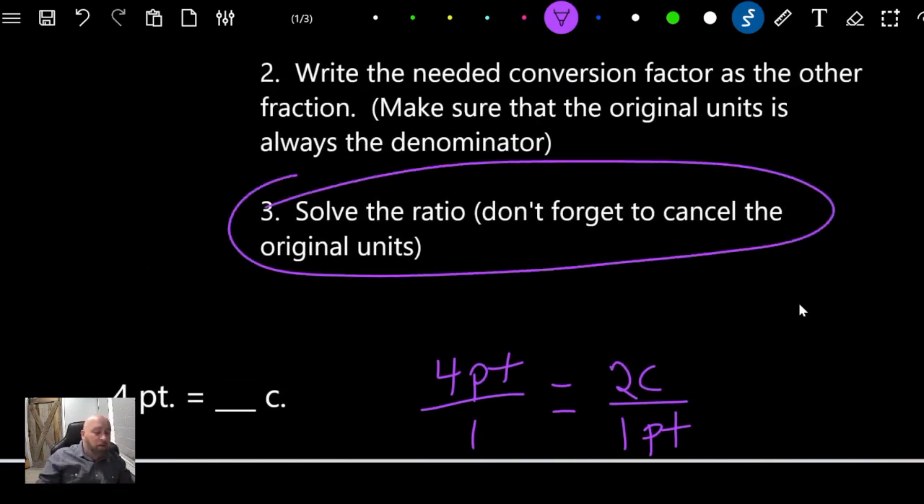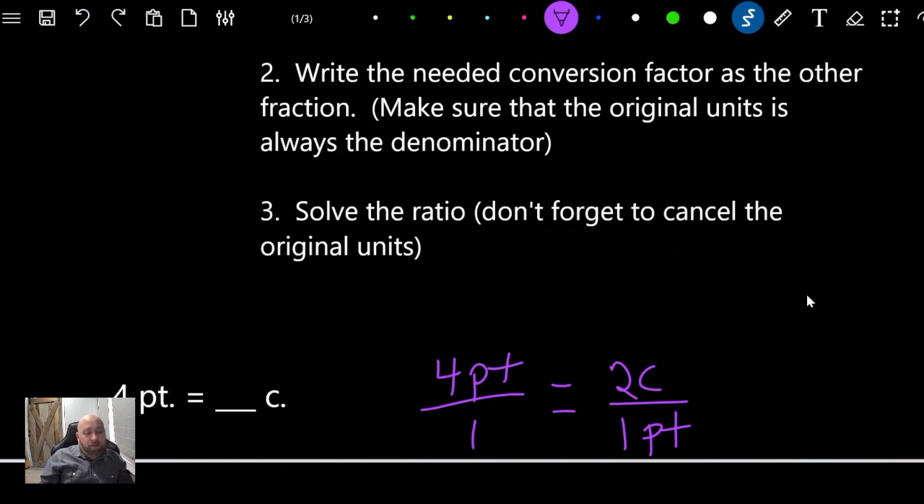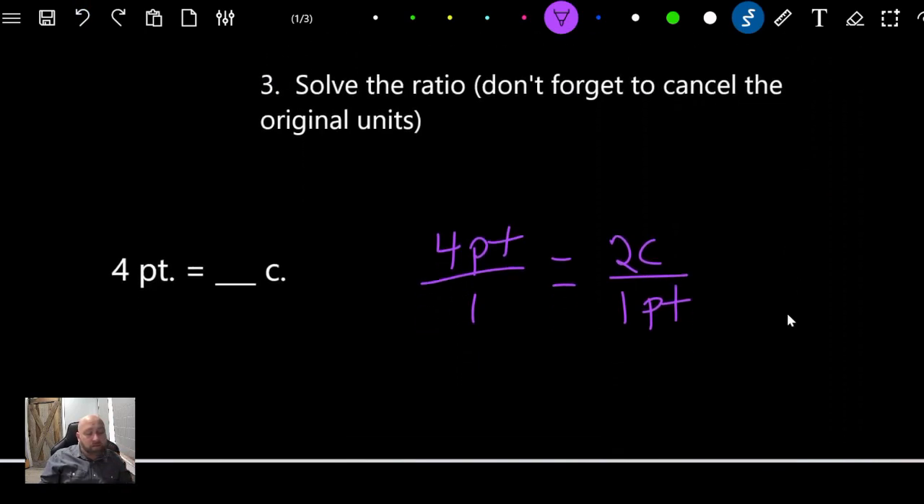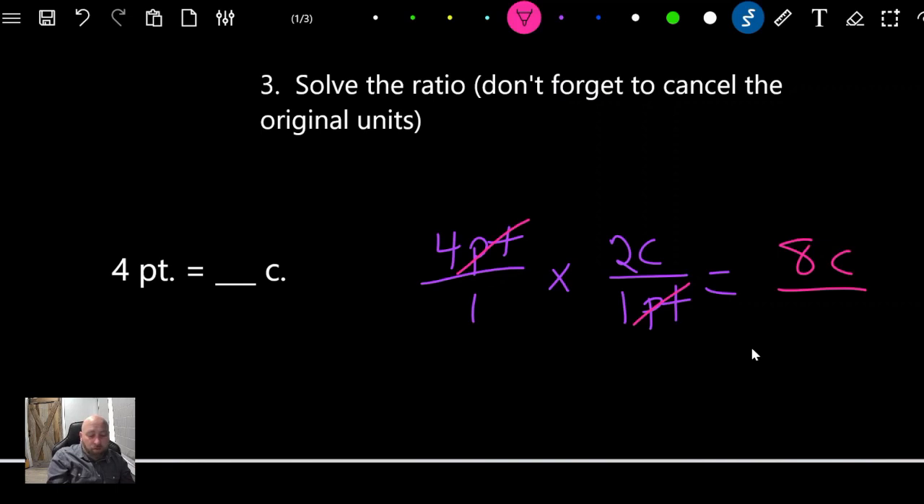Now, step 3, we're going to just solve this ratio. Don't forget to cancel the original units. And actually, I put an equal sign here. I should have put a multiply sign here. I'll put an X there. Our equal sign is going to be over here. So, sorry about that. But we're going to be multiplying right here. And what I need to do is I need to go ahead and I'll just cancel out my pints. That's the easiest thing to do. First, we'll just cancel out the one that needs to cancel. And now we're left with 4 times 2 cups. So we're going to be left with 8 cups over 1.